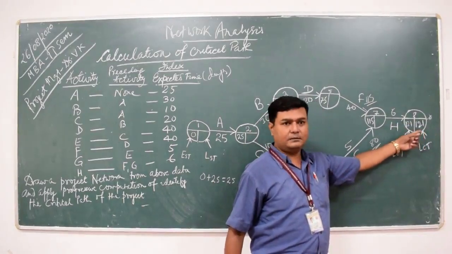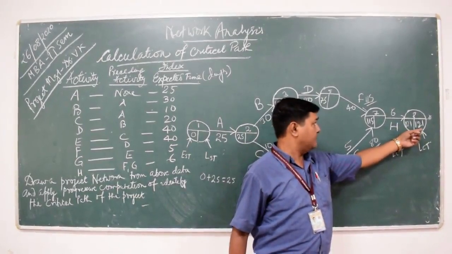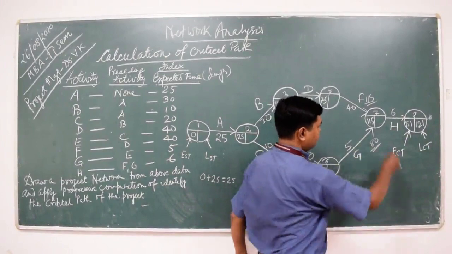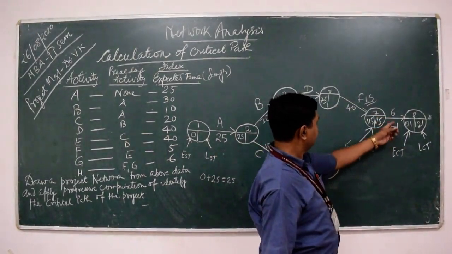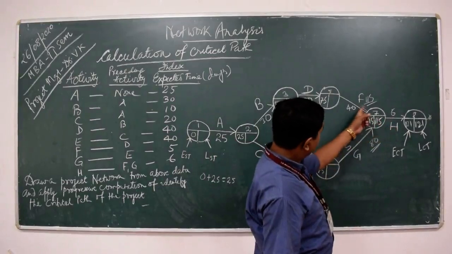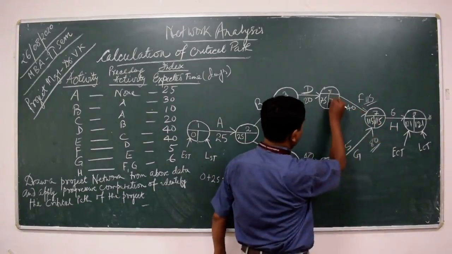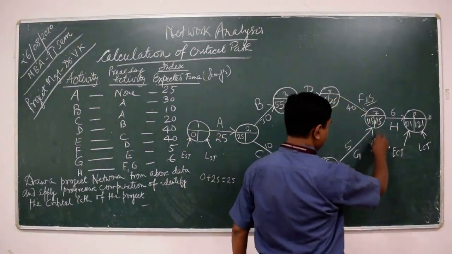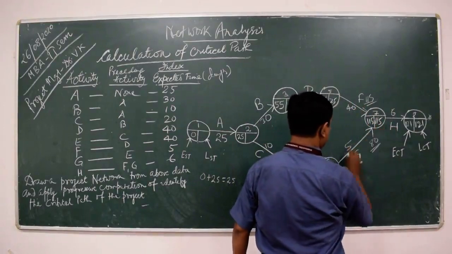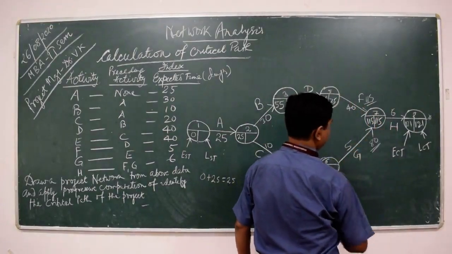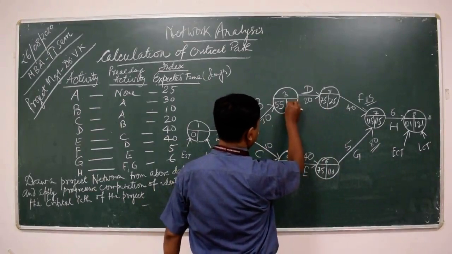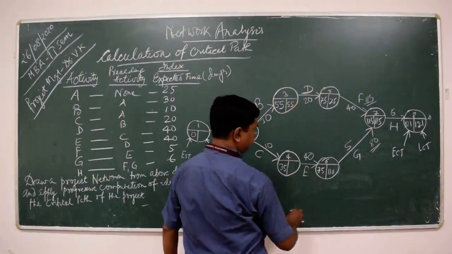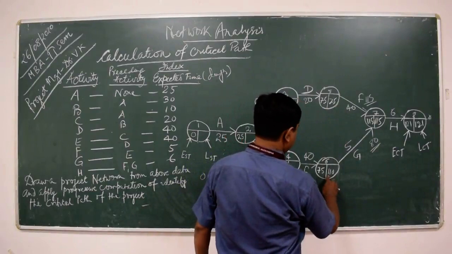Now start deducting. 121 minus 6, 115. 115 minus 40, 75. 115 minus 5, 110. 75 minus 20, 55. 110 minus 40, 70.